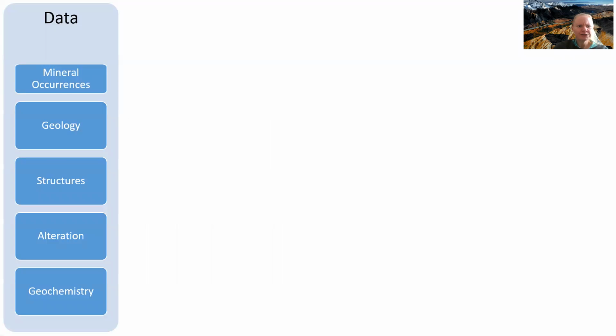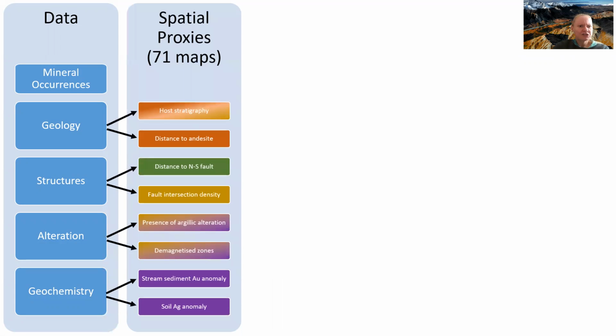So the workflow used, we start off with our original data. Obviously, this is not a comprehensive list, but it is commonly available and commonly used data for mineral potential mapping. So from our data, we mapped spatial proxies, and in this particular study, 71 spatial proxies were developed for our epithermal gold mineral system in the Coromandel. These here are coloured up by their relationship to the mineral system's processes, so source, transport, trap, and deposition.